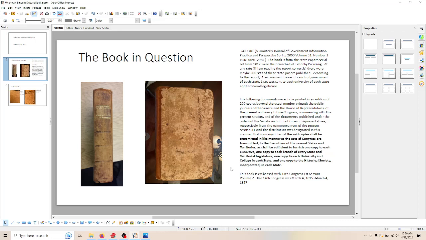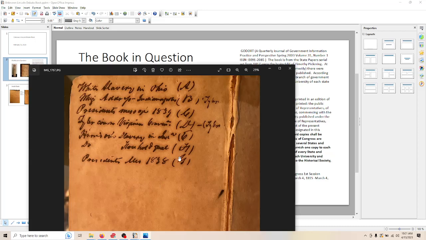This book is embossed with 14th Congress, First Session, Volume 2. The 14th Congress was March 4th, 1815 to March 4th, 1817. The question of this book was: was this book used by Abraham Lincoln as a commonplace book? This is the handwriting within it. We'll also look at the handwriting in the front, and there's also handwriting in the back, and in the front of the book.